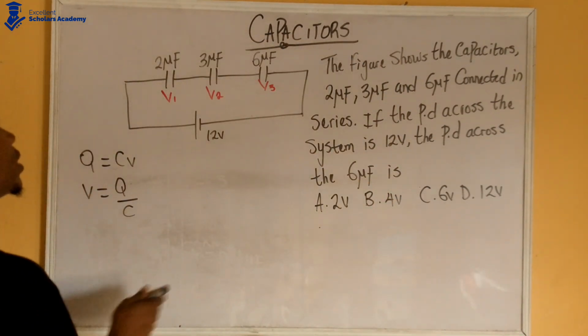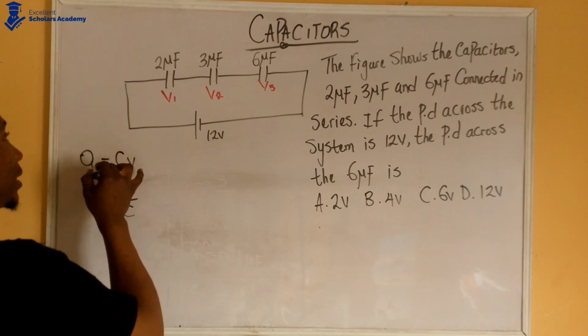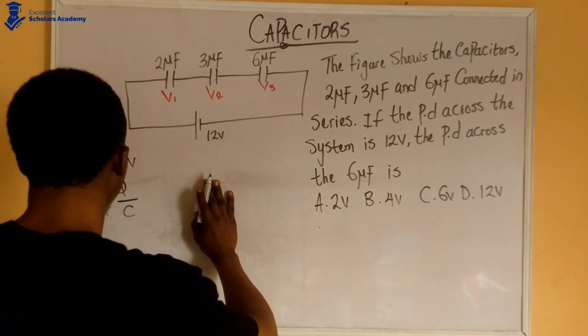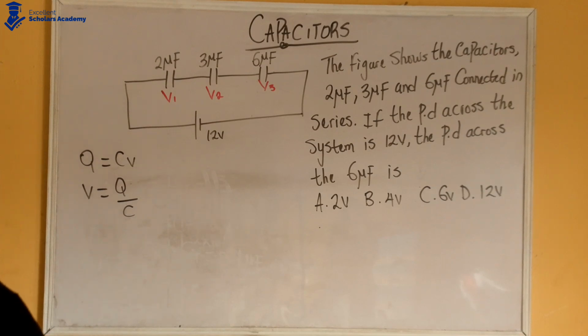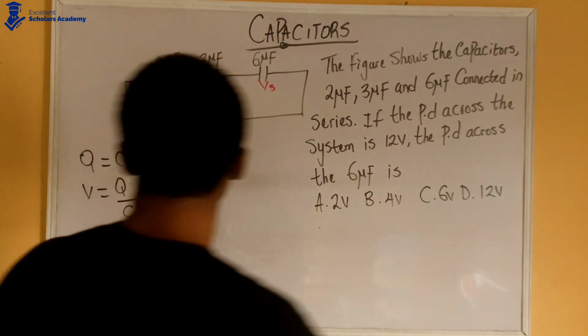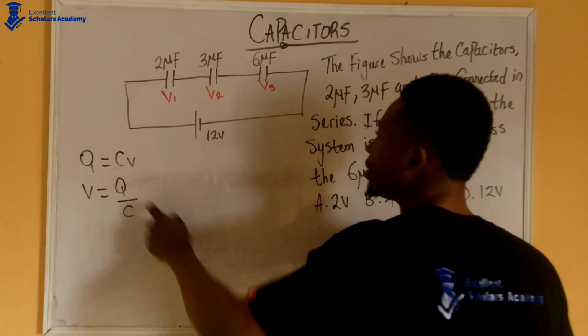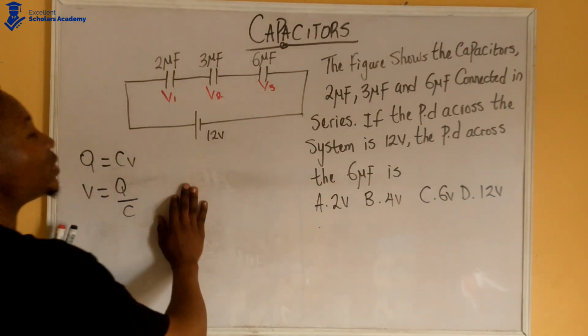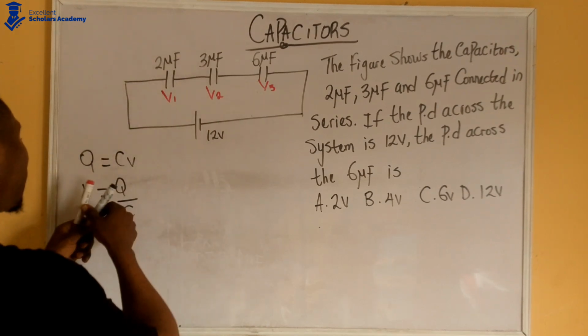So how do we do that? Before we can find the charge, we need to find the total capacitance. Before we can find the PD across the 6 microfarad, we have to find the charge. So let's do that. How do we do that? We have to get the total capacitance first.